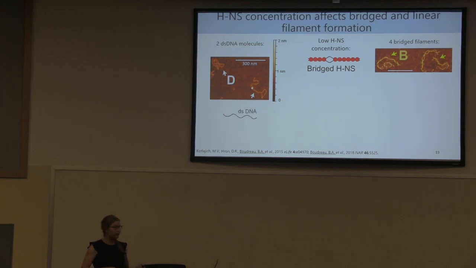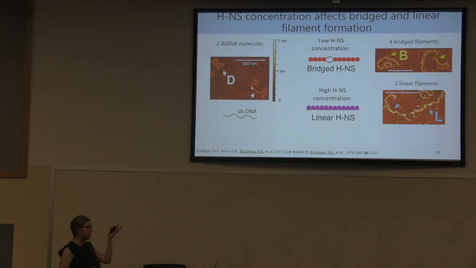So I also could form filaments at a higher H&S concentration, which we determined formed linear filaments, which look like this. And in this image, there are two linear filaments, and I'm pointing with the blue arrows here. So this is one molecule, and this is the second. And these linear filaments could be identified because they were straighter than the DNA alone. So if you compare how straight this molecule is to these two over here, the H&S is stiffening the DNA in the linear filament. And I also didn't see any of the Vs at the end of the DNA that I saw in the bridge filament, suggesting that there was indeed only one DNA molecule bound by H&S.